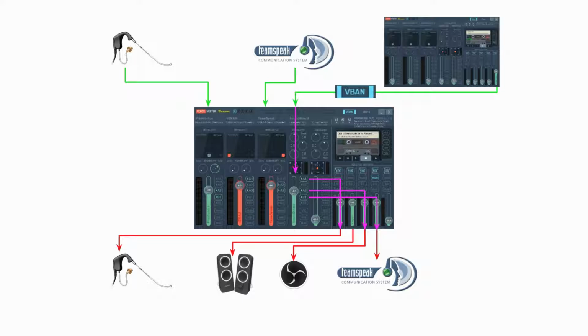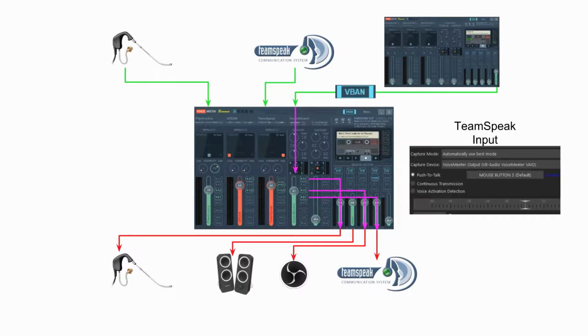The soundboard VBAN device connects to input channel 3 of VoiceMeeter Banana. Channel 3 audio is then routed to output channel A1 headset speaker, output channel A3 OBS stream, and output channel B1 TeamSpeak input. This configuration allows me to play soundboard audio on the OBS stream, TeamSpeak, and to monitor it on my headset.